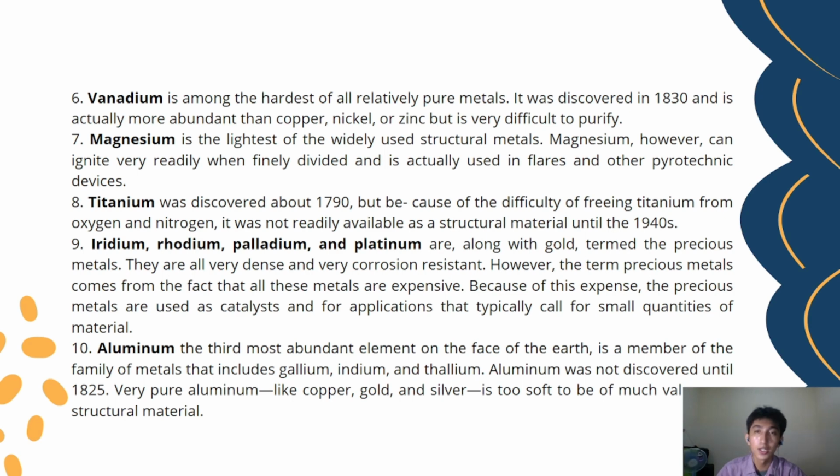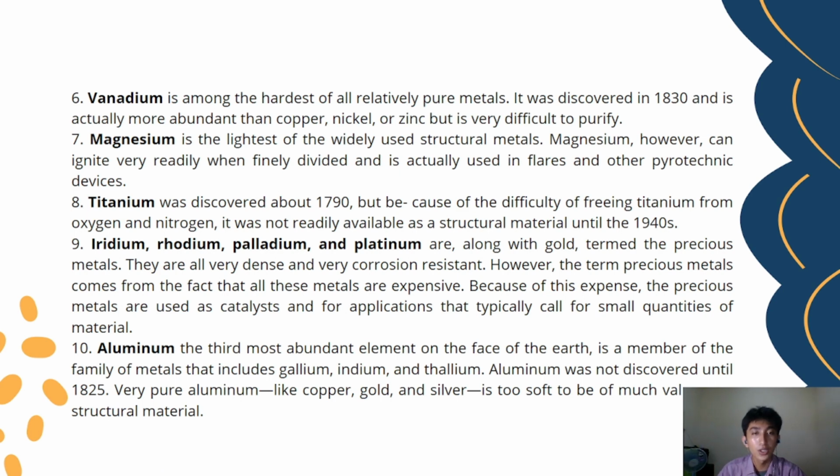Titanium was not readily available as a structural material until the 1950s. Ninth, iridium, rhodium, palladium, and platinum. Along with gold, they are termed the precious metals, and they are very dense and very corrosion resistant. However, the term precious metals comes from the fact that all these metals are expensive. Because of the expense, the precious metals are used as catalysts and for applications that call for small quantities of material. And tenth is aluminum.